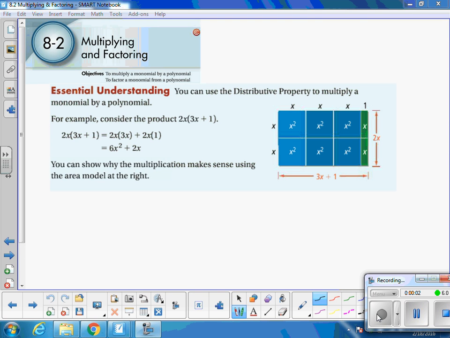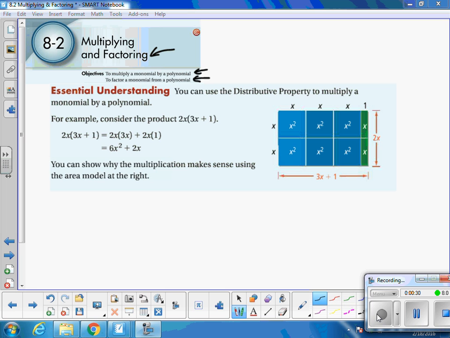All right, let's continue our adventure on polynomials. Today we're going to do some multiplying and some factoring. Another way to look at factoring is like undistributing, looking for what I can undistribute in a particular expression. So our objectives today are to multiply a monomial by a polynomial and to factor a monomial from a polynomial. So we're going to distribute, and we are going to undistribute, or factor.